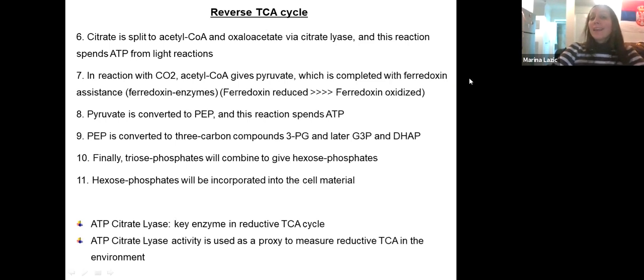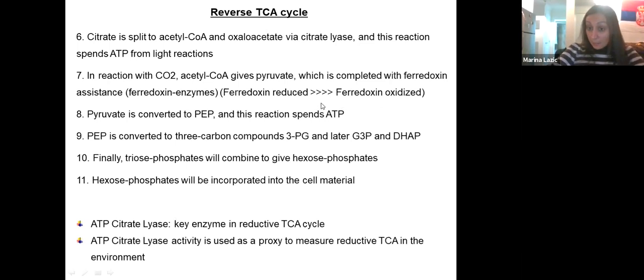So basically, the cycle of glycolysis just goes in reverse. Now we have two triose phosphates, G3P and DHAP, and those triose phosphates can combine to give hexose phosphates, or 6 carbon molecules like glucose, and that will be incorporated into cell material. So while in the Calvin cycle you had a three carbon compound called 3-PGA, here you will have classic G3P and DHAP.